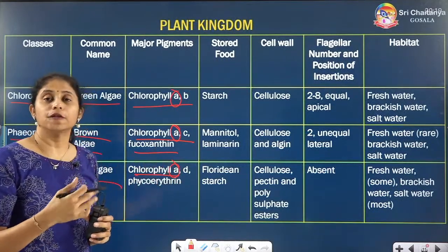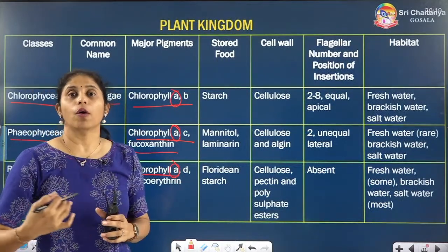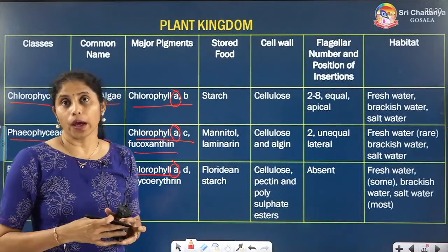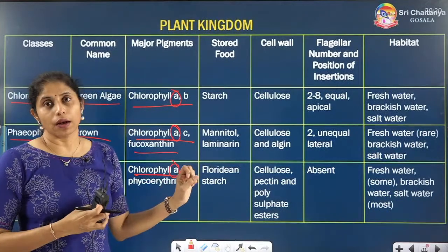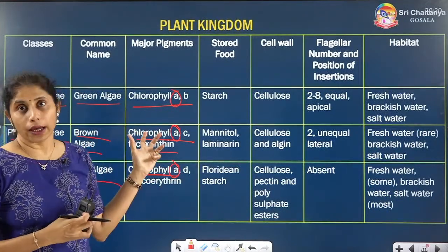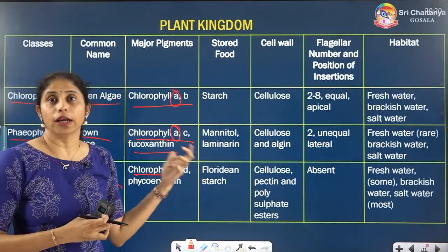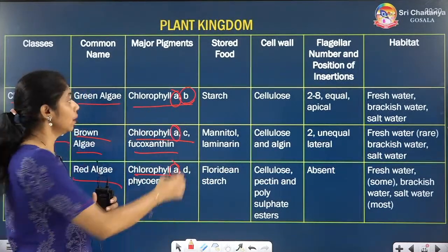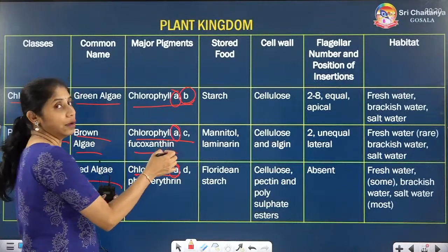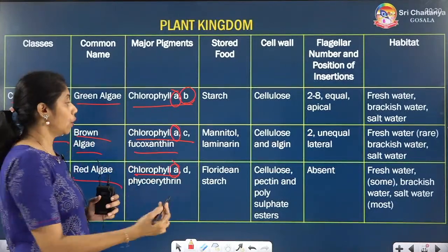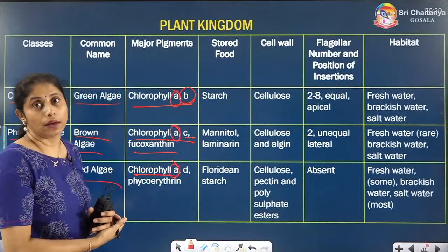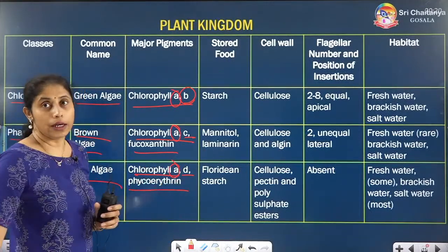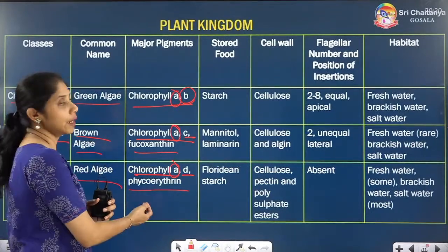Like this you have to practice for the NEET. Which pigment is common for all the algae? That means it is chlorophyll A, okay. Then B is present only in green algae, exclusively or unique for the green algae. Now which pigment is unique for the brown algae? C and fucoxanthin. Which pigment is exclusive in case of red algae? Chlorophyll D and phycoerythrin.